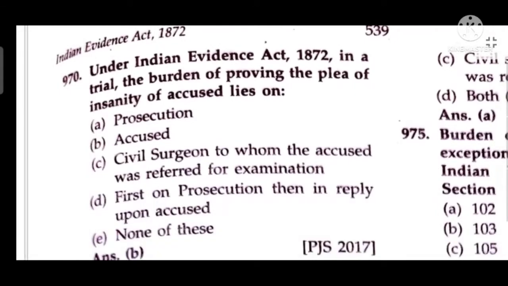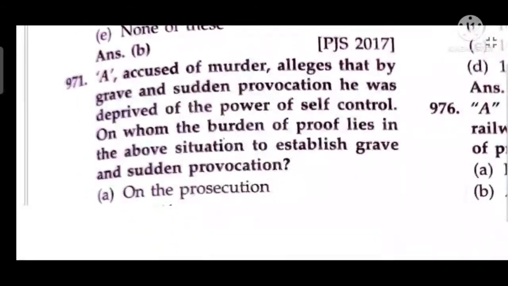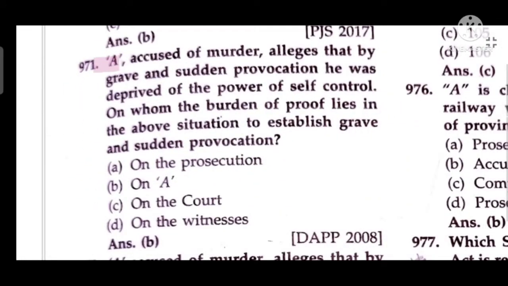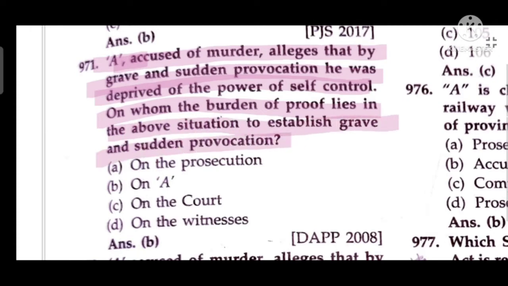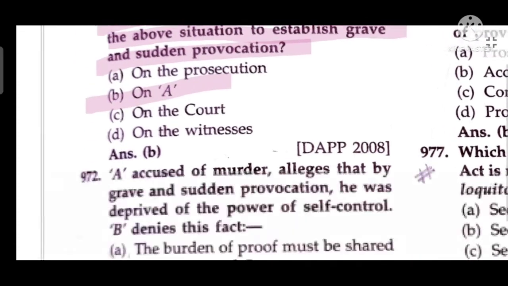Under the Indian Evidence Act 1872, in a trial, the burden of proving the plea of insanity lies on the accused. A, accused of murder, alleged grave and sudden provocation. He was deprived of the power of self-control. On whom does the burden of proof lie in the above situation to establish grave and sudden provocation? On A.